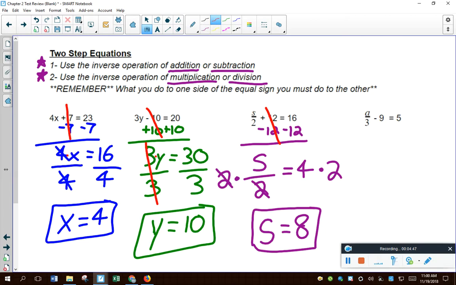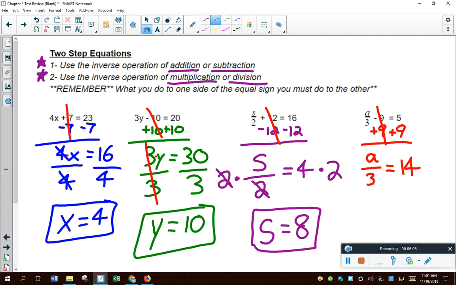For our final two-step equation on the right-hand side, we have a divided by 3 minus 9 equals 5. So I'm going to add 9 to both sides. My negative and positive 9 will cancel. We're left with a divided by 3 is equal to 5 plus 9 is 14.